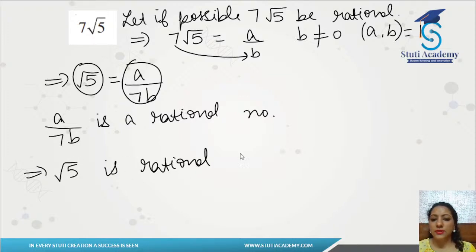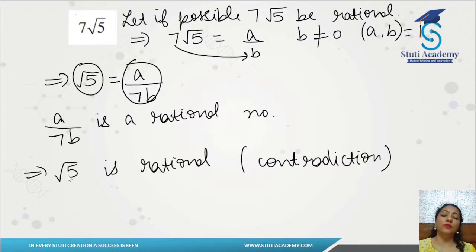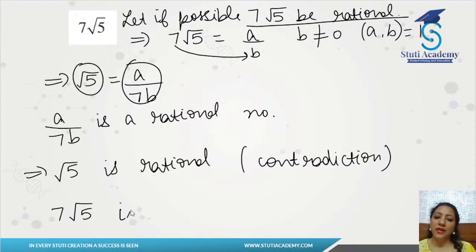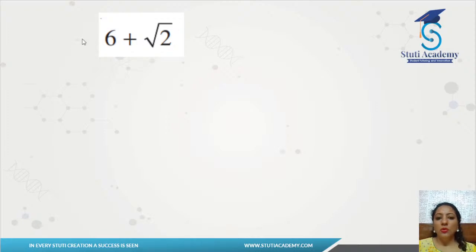Again, this is a contradiction. It's a contradiction because we have just proved that square root of all the prime numbers, they are irrational. So our assumption was wrong. So we can say 7 root 5 is irrational. That's quite simple. In the same way, we'll do the next one also. We want to prove 6 plus root 2 is irrational.